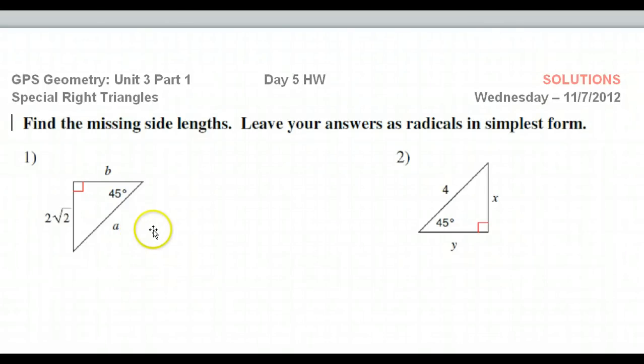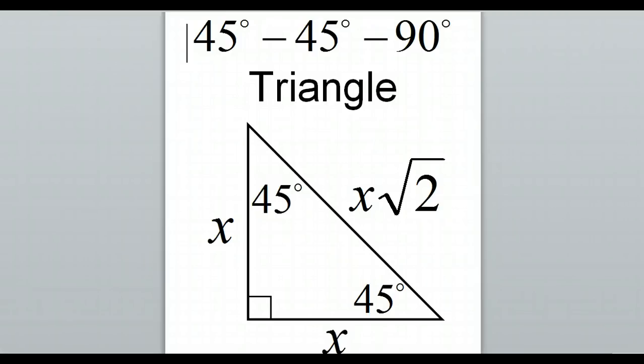Alright, in this lesson we are practicing using the patterns of a 45-45-90 triangle and a 30-60-90 triangle. So problem number 1 involves a 45-45-90 triangle. In fact, look, here's a picture of a 45-45-90 pattern.